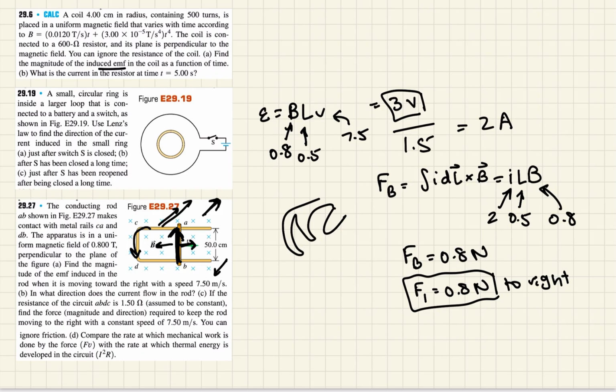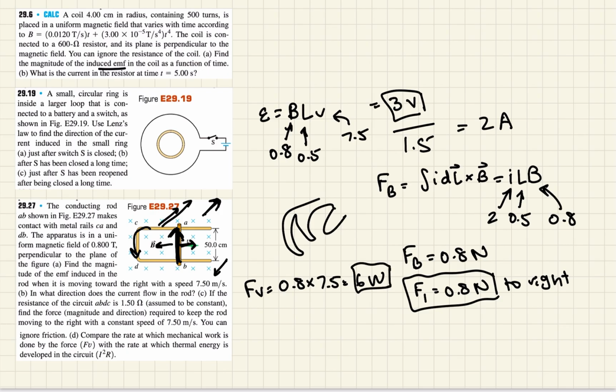And then for D is compare the rate at which mechanical work is done by the force. FV. So this is power. Like I said, pretty common question they can ask you. You just do 0.8 times the velocity, which is 7.5. Since they didn't say power, I'm just going to write FV is equal to 0.8 times 7.5, or 6 watts.